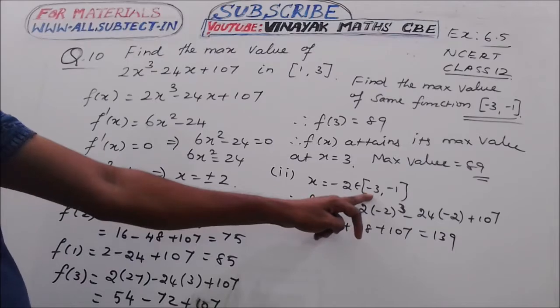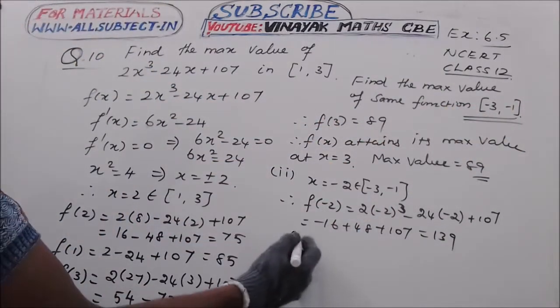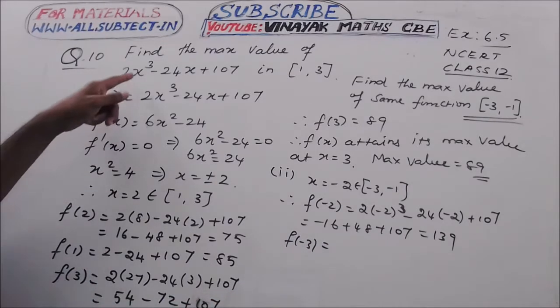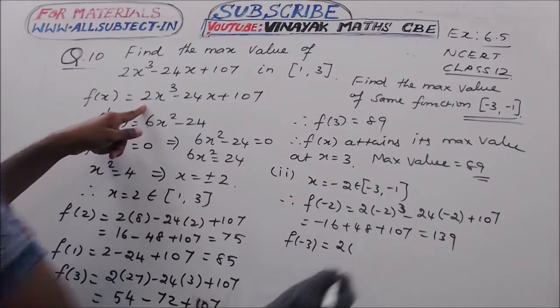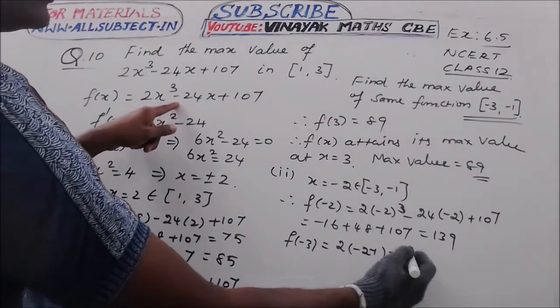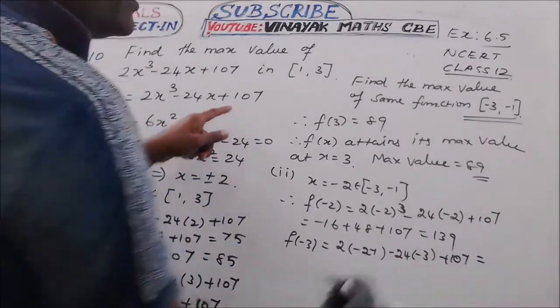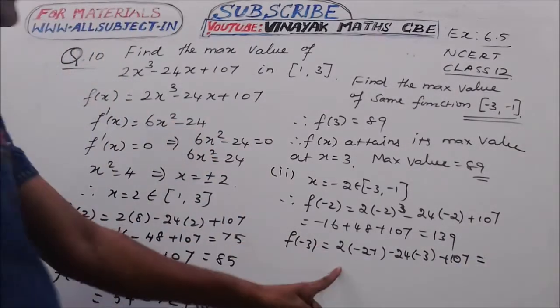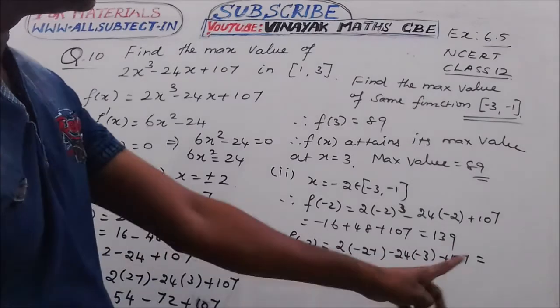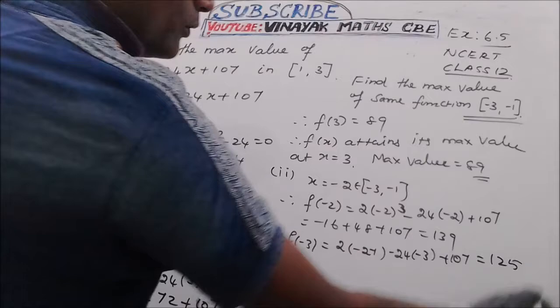Then we need to find the f value at the endpoints of the given interval, minus 3 and minus 1. So f of minus 3. Substituting minus 3 in f, we will get 2 into minus 3 cube is minus 27, and then minus 24 into minus 3, and then plus 107. Simplifying these values, minus 54 plus 72 plus 107, that is equal to 125.